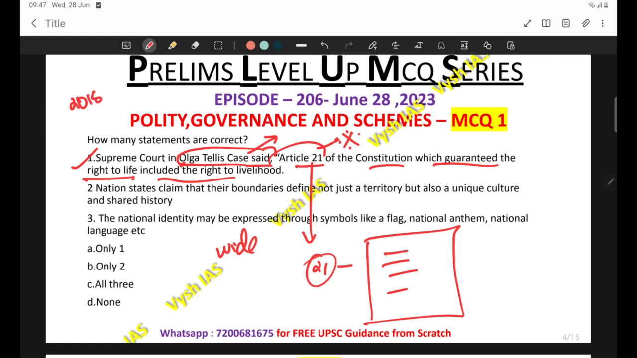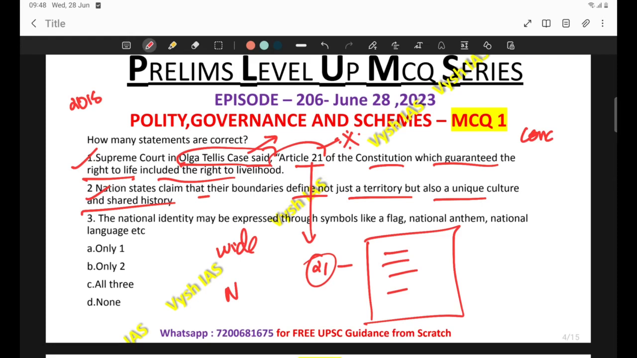The second statement: nation states claim that their boundaries define not just a territory but also a unique culture and shared history. Yes, it's important for you to go through concepts like what is a nation, what is a state, what is parliamentary form, what is presidential form, what is citizenship, what is the difference between citizenship and nation, what is the difference between the governance and the word government. All these things are important from the perspective of polity. So please go through that.